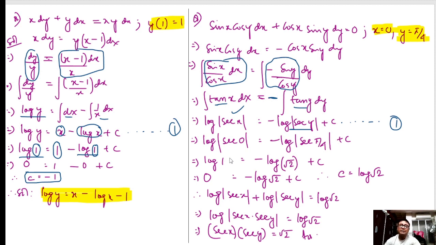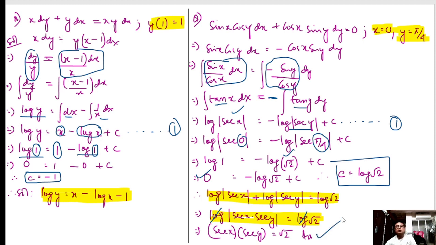So here we put x as 0, y as pi by 4. So sec 0 is 1, which is log 1, log 1 is 0. Sec pi by 4 is root 2, so c comes out to be root 2, and then replacing the value of c in our original equation and then simplifying it. So this is the simplification going on, and cancelling the log on both sides, we get our solution. So this is our solution.